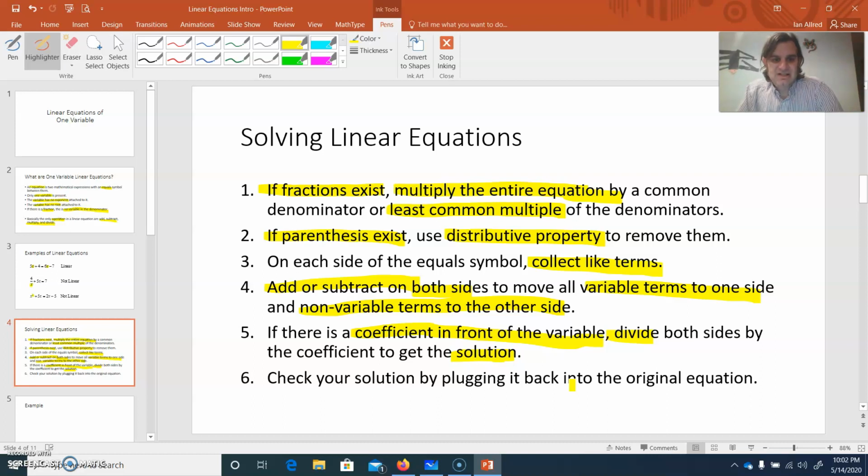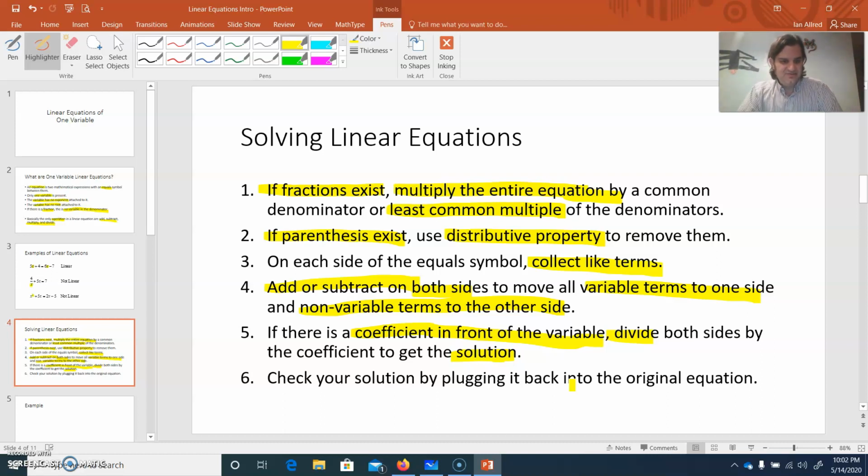Okay, so all of these steps are designed to help you get your variable alone so that you get x equals a number, or y equals a number. Steps 1 through 5 are the steps we use the most, but there's no guarantee in any problem that you will have all 5 of them.